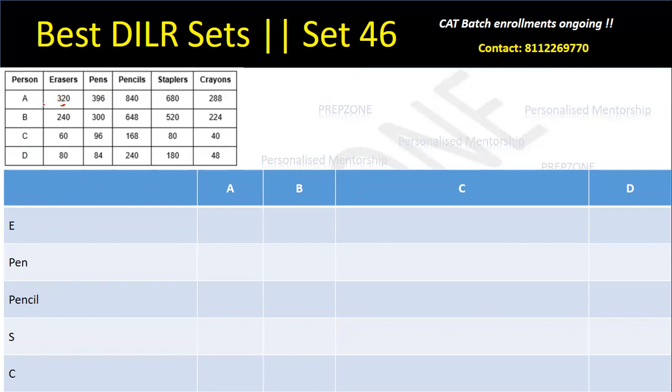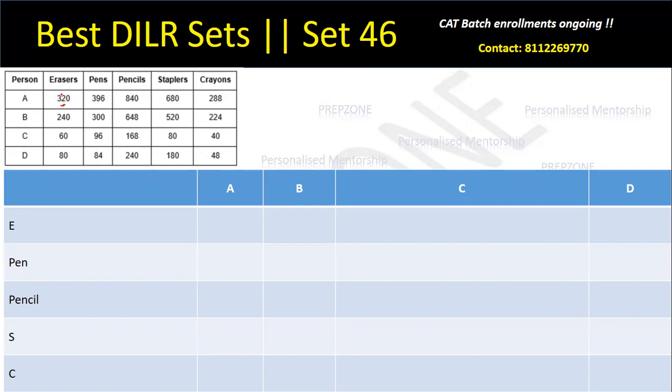So can I just try to visualize that the price of an eraser has to be a factor of 320? Because if it is not a factor of 320, say it is 200, which is not a factor of 320, then the number of erasers bought will be 320 by 200, which is 1.6. And erasers का quantity can't be a fraction. It has to be an integer as given in the question, which means that the price of an eraser has to be a factor of 320. It can be 1, 2, 3, 4, 5, 8, etc.